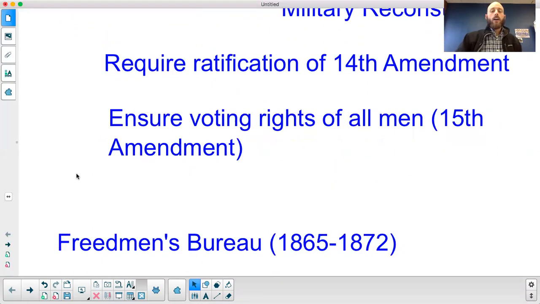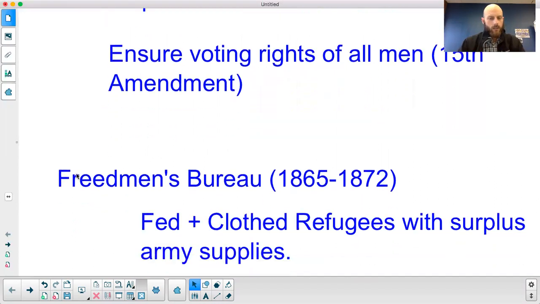All right. They also passed the Freedmen's Bureau. Now, this actually started under Lincoln in 1865, and it ends in 1872. Nevertheless, in this 7-year time frame, the Freedmen's Bureau goes a long way in ensuring that the freedmen have economic success. They do this in a couple of ways.